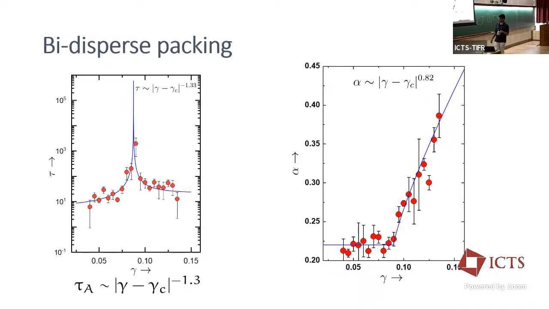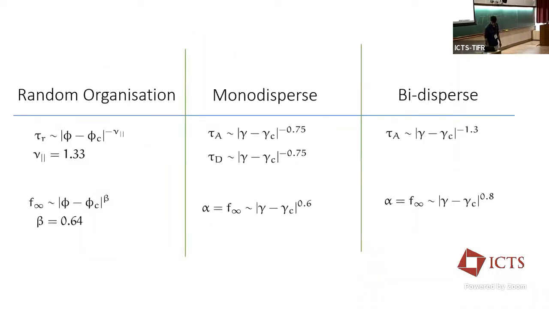The random organization paper, did they also report 1.8? Yeah, they got 1.33. Okay, so here is the data that you have for the random organization. You had 1.33. Monodispersed, we had minus 0.75. Bidispersed, probably we have 1.3. This data is still being taken, so I think we're fairly confident that we're getting to 1.3. It takes lots of data to get something like that. Beta is of the order of 0.64.